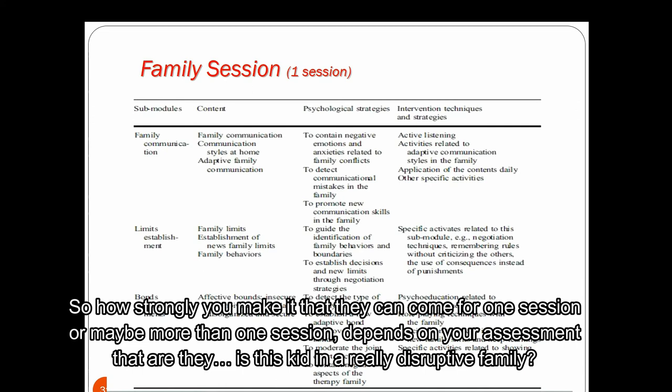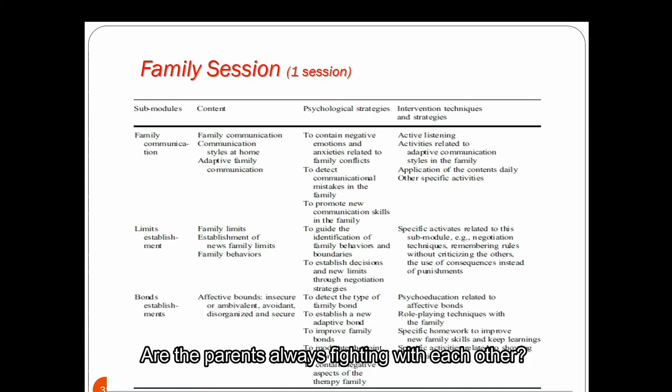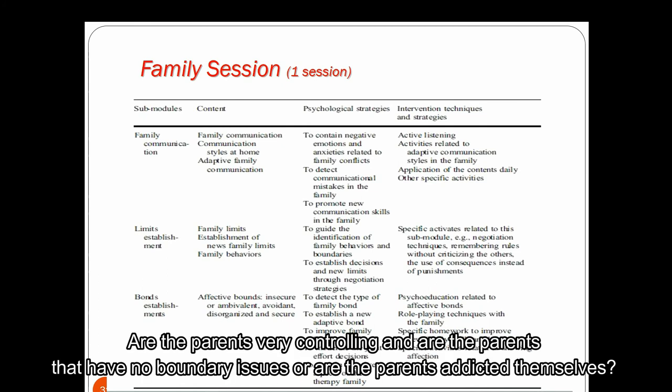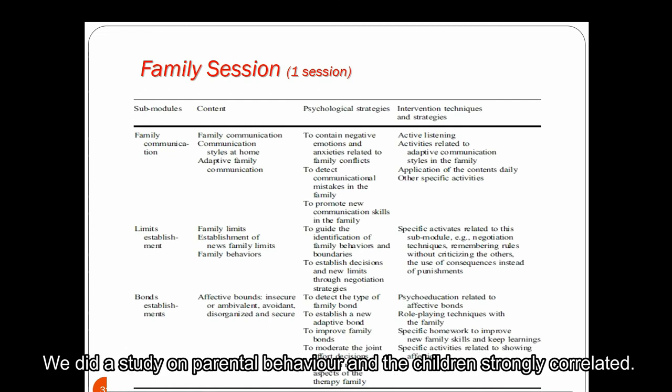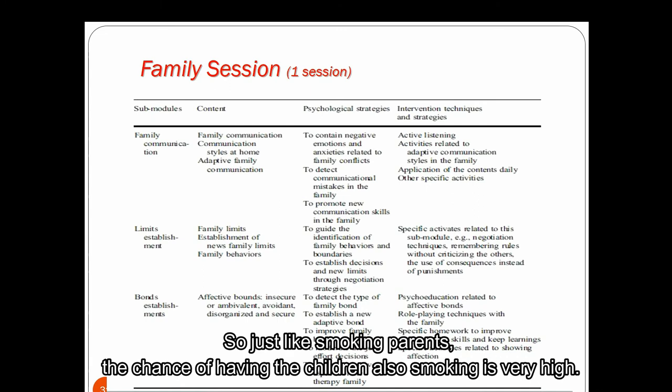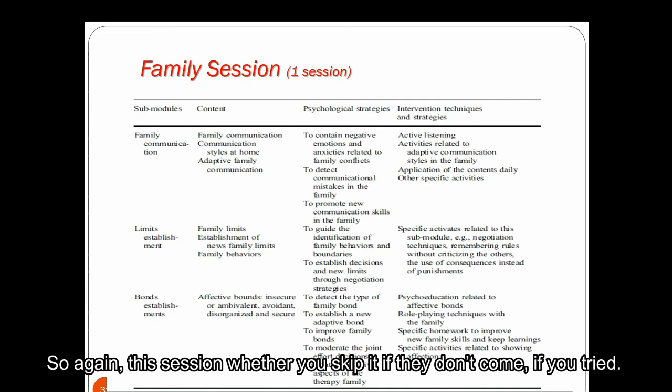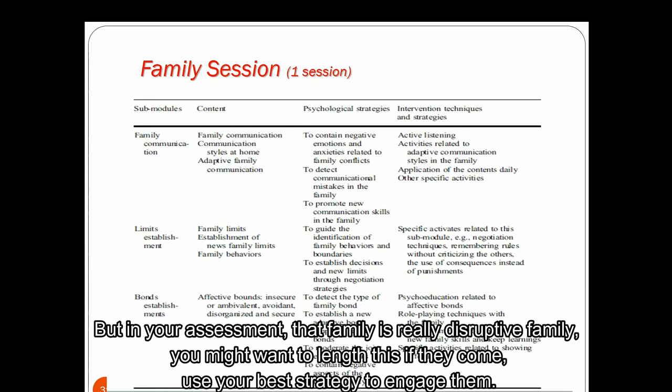Is this kid in a really disturbing, disruptive family? Are the parents always fighting with each other? Are the parents very controlling? Do the parents have boundary issues? Or are the parents addicts themselves? We did a study on parental behavior and the children's, and they are very strongly correlated. Just like smoking parents, usually the chances of the children also smoking are very high. So again, this session, if they don't come, you try your best to get them to come. But if in your assessment the family is really a disruptive family, you might want to lengthen this.